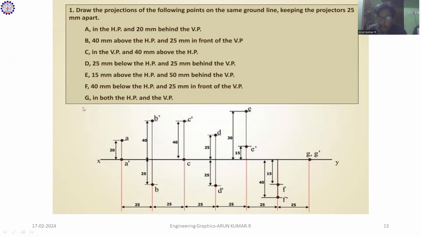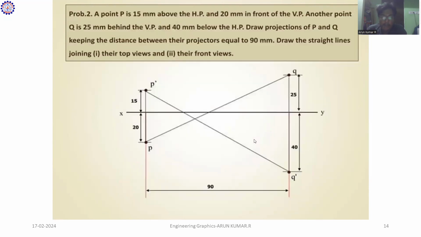The last point is the G point. The G point is in both HP and VP. Being in both HP and VP means both lines are lying on the same point. From the F dash, we maintain the distance of 25 mm and mark it as G dash. G dash is marked on the reference line, lying on the same plane, which is the meaning of both HP and VP.